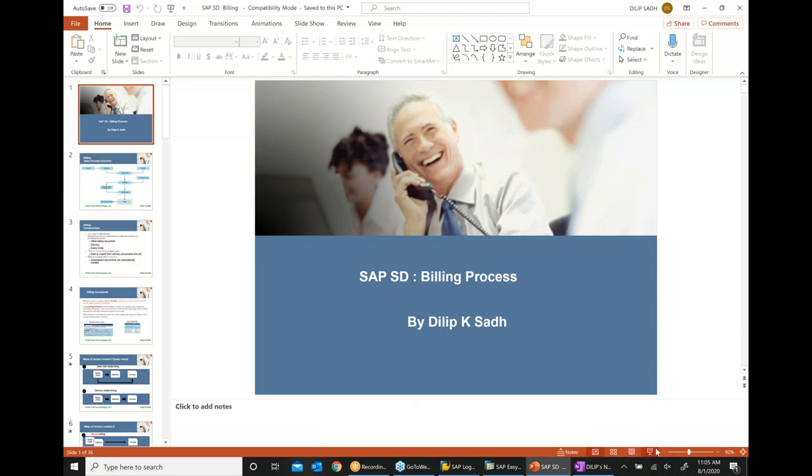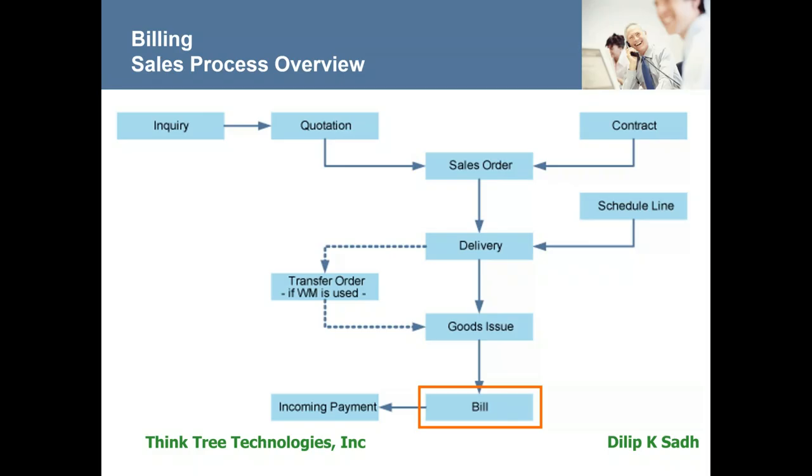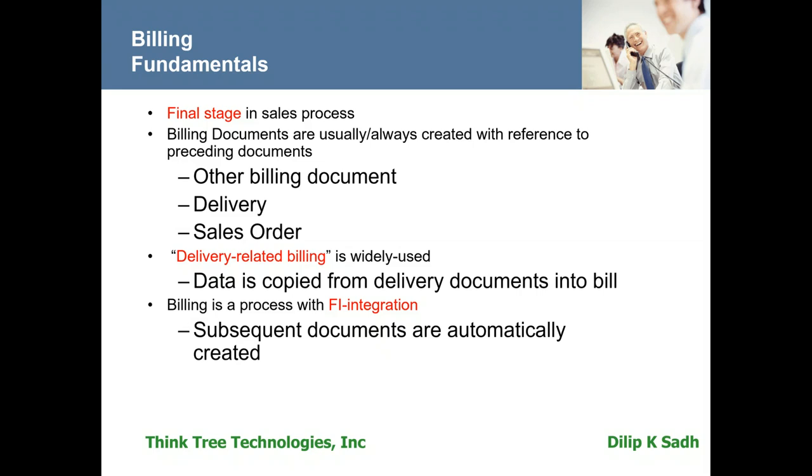Now billing is the last step. When we talk about the entire sales cycle, billing is the last step. There's nothing after billing, so this is the last topic. In our class so far, we did inquiry, quotation, sales order, contract, scheduling agreement, delivery process, transfer order, goods issue, and then we did billing. So billing is the last step. So we are doing the billing process.